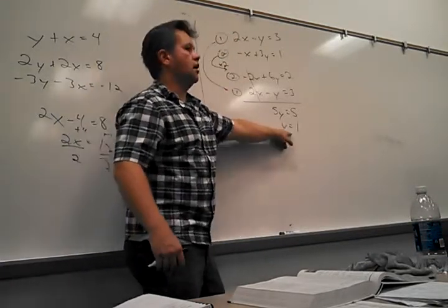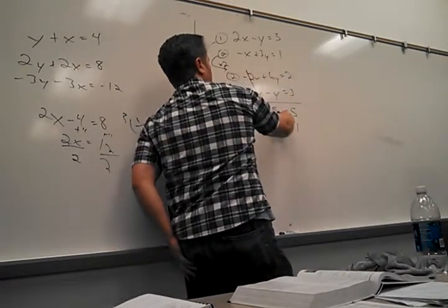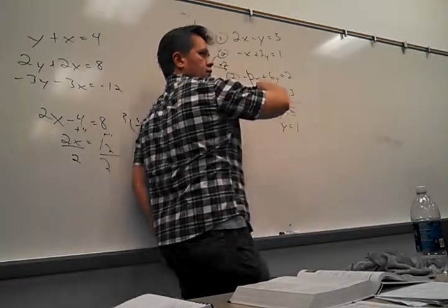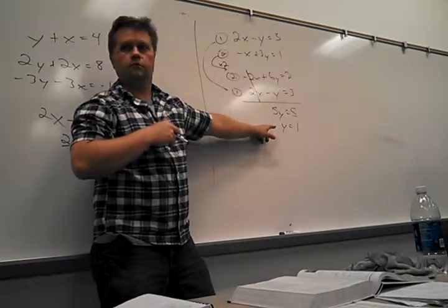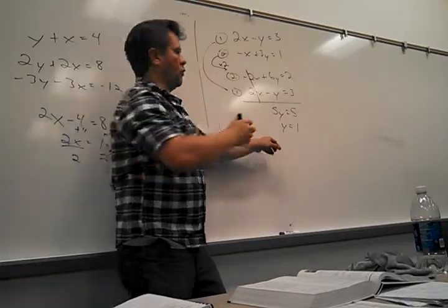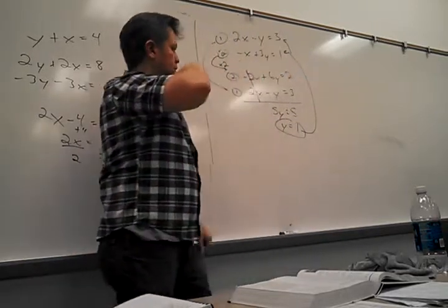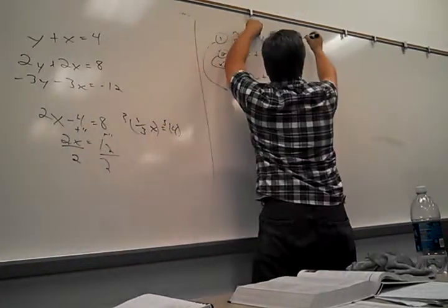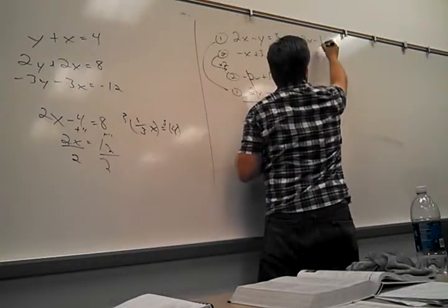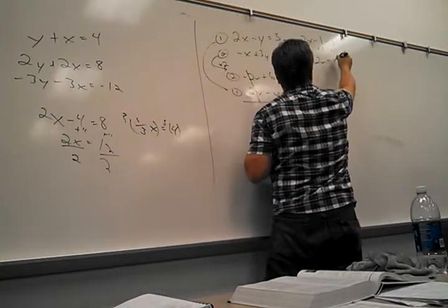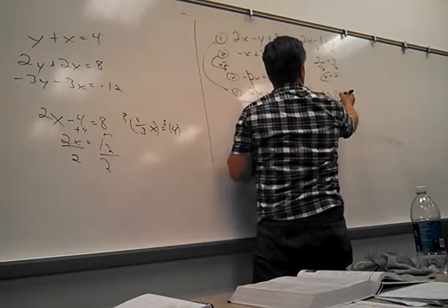So now that I know what y is, when I add these together, that goes away. 6 minus 1 is 5. 2 plus 3 is 5. Divide by 5, I get y is 1. Is that cool? And once I get one variable, I just plug it into either one of these. I don't care which one. So if I plug in 1 here, 2x minus 1 equals 3. Add the 1. 2x equals 4. x is 2. So my point is (2, 1).